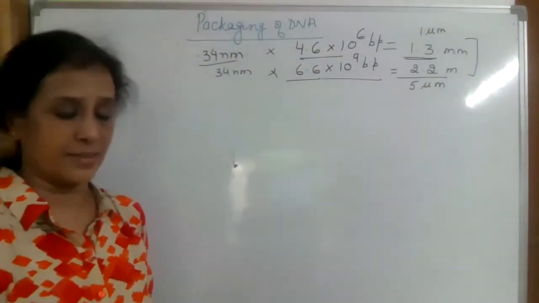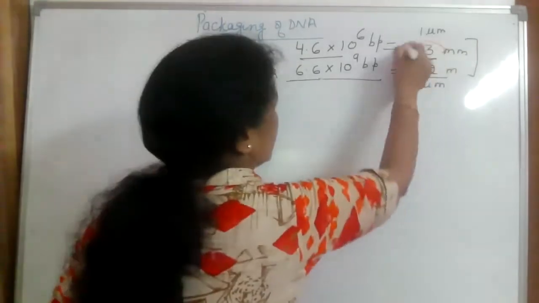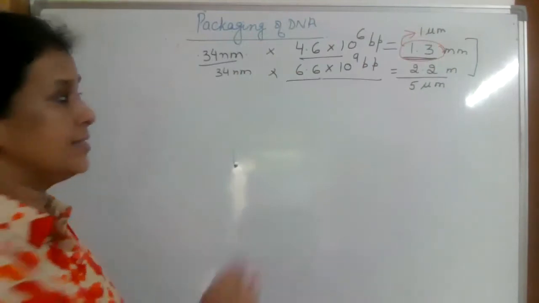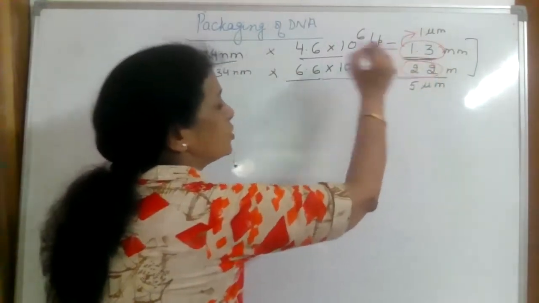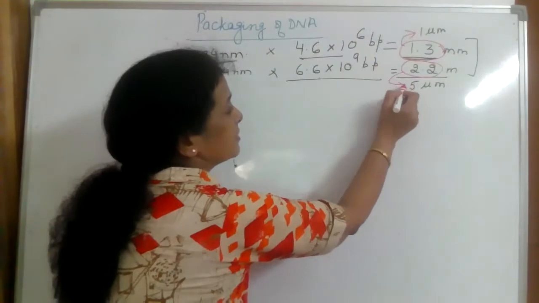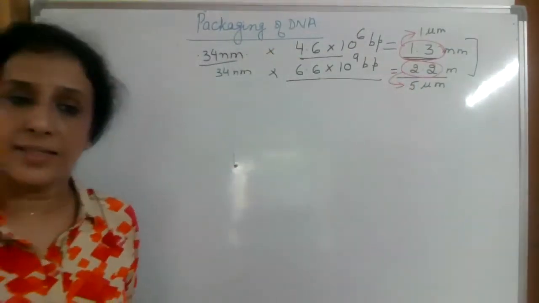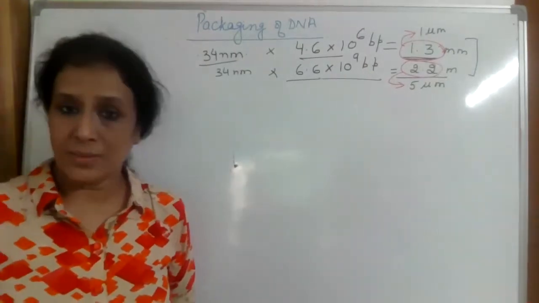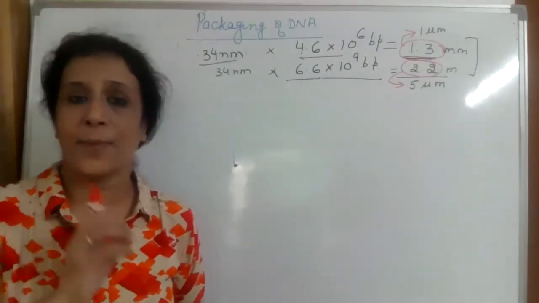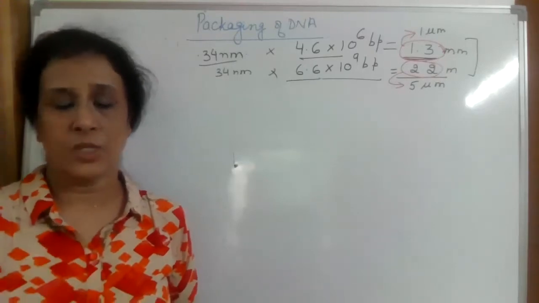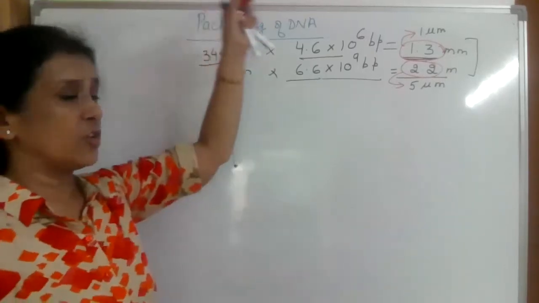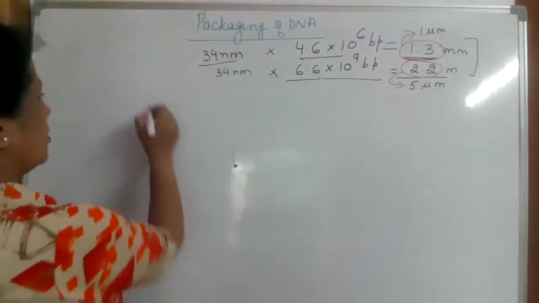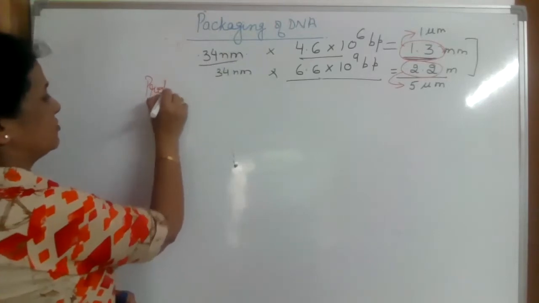Now the question is, how is such a long DNA present in such a small cell? Similarly, in human also 2.2 meter long DNA is present in a cell of size 5 micrometer. So that means that this DNA is packed in a definite pattern. So now let us study packaging of DNA in prokaryote and in eukaryote. So now let us see in prokaryote first.